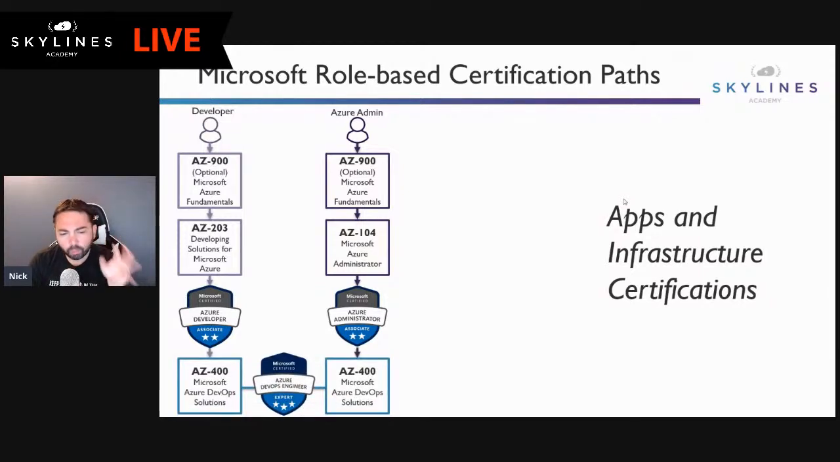Both of those also lead you to an option to take AZ400, which is the Azure DevOps Engineer Expert. So that's an expert certification. These others are considered associate level certifications, and then those take you on to AZ400, an expert certification for a DevOps engineer. Again, think about the role. If you want to be an admin, this would be the one. If you're more developer focused, this would be the one. And then obviously DevOps bridges the gap between a lot of those roles. That's why they lead into AZ400.